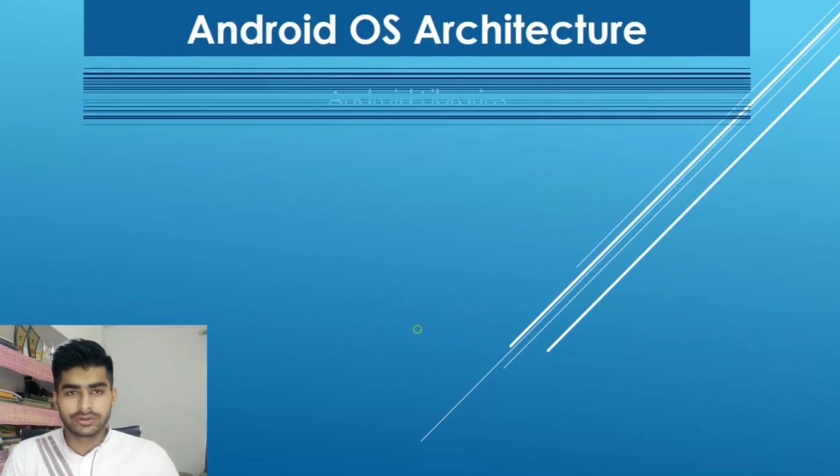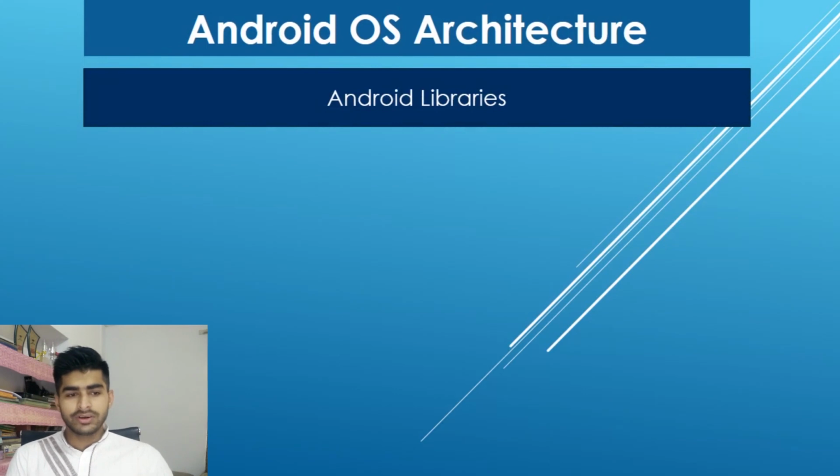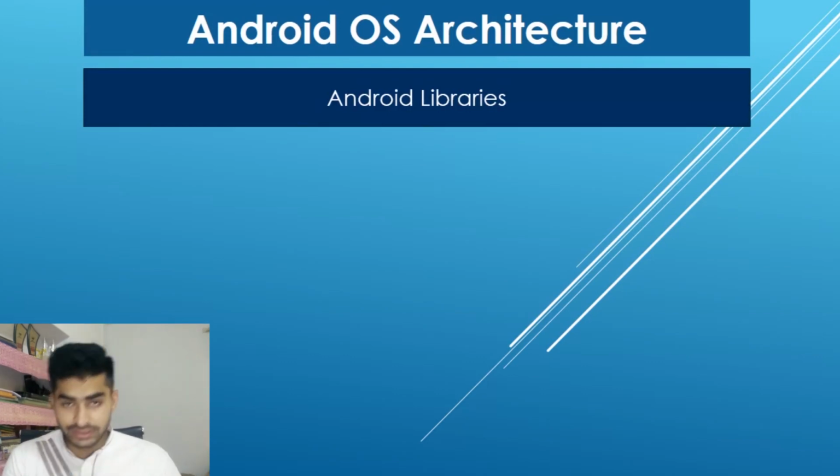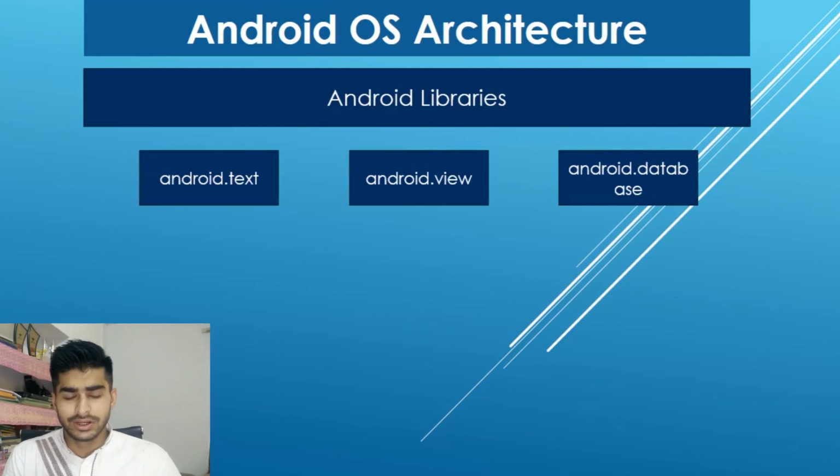Fourth one is Android libraries. Android libraries contain Java-based libraries that are specific to Android app development. A few libraries like android.text, android.view, android.database, and a lot more libraries are available for Android app development.